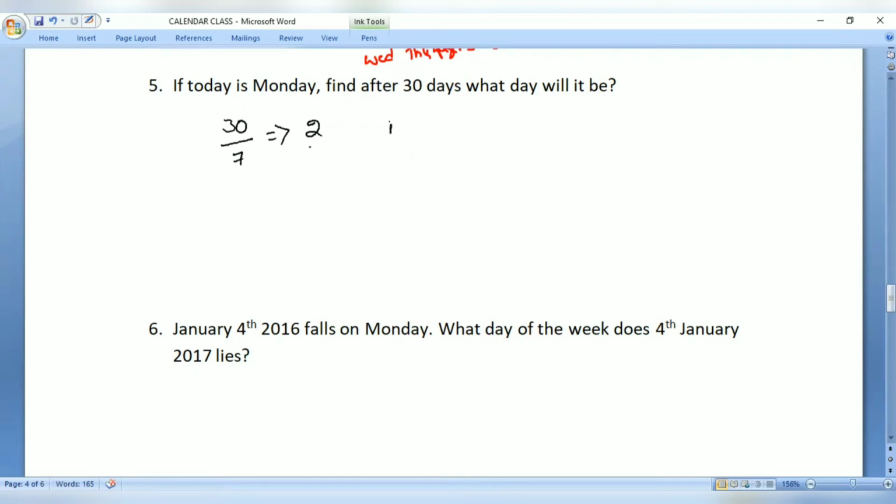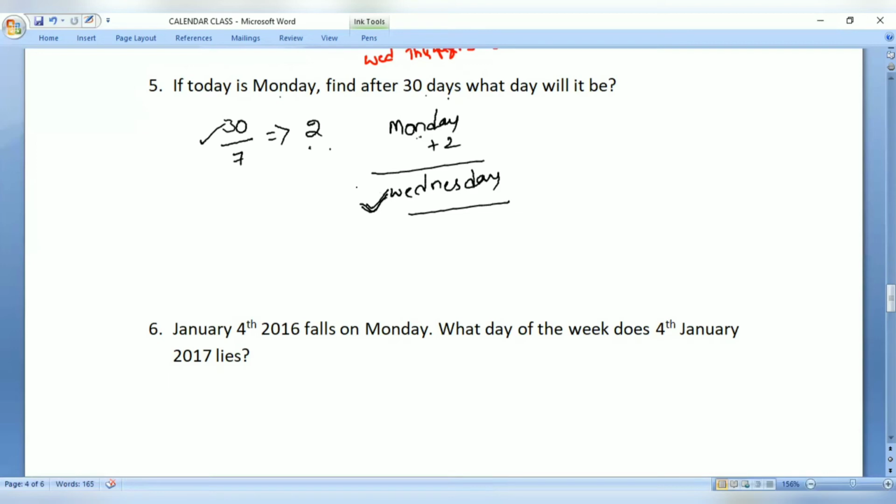So if this particular day, that means today, is a Monday, if you add 2 days to it, it becomes Wednesday. Okay, this becomes Wednesday. The question is: if today is Monday, find after 30 days what day will come. 30 days means we have 4 weeks and 2 odd days. Now, add these 2 odd days to the current Monday. It becomes Wednesday.